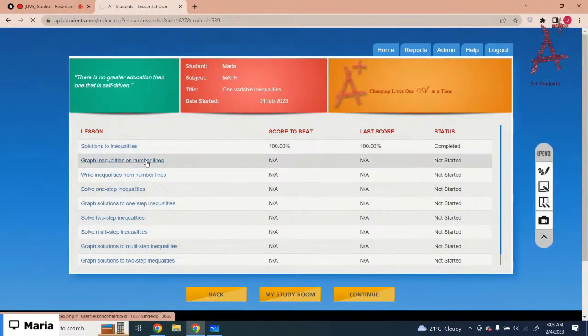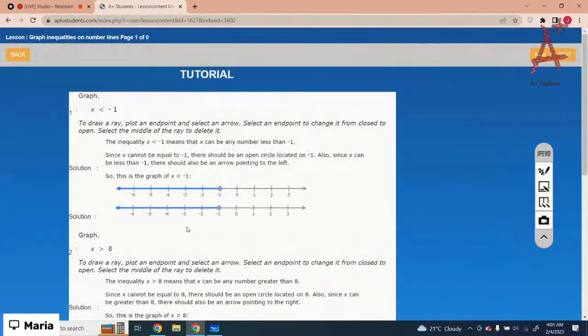Please make sure you have your notebook and pencil so that you can note down the important examples and definitions as well. Let's start with the first one, that is graph inequalities on number lines.